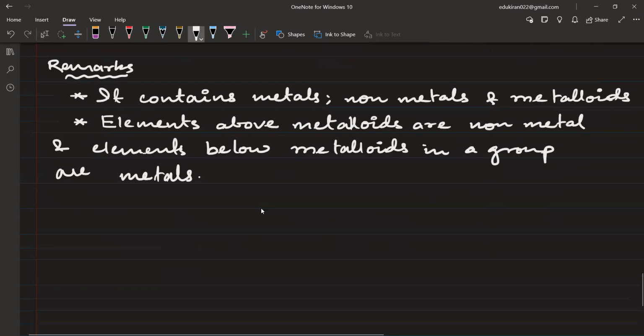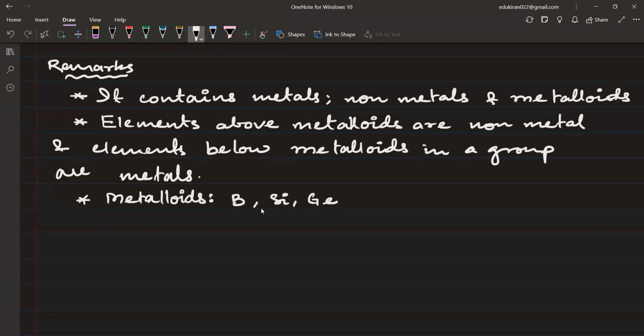Okay, so right. See, the metalloids are boron, silicon, germanium, arsenic, and then you have antimony. Then you have tellurium, polonium, and you have astatine. All of these are metalloids. Above this, we will have the non-metals.